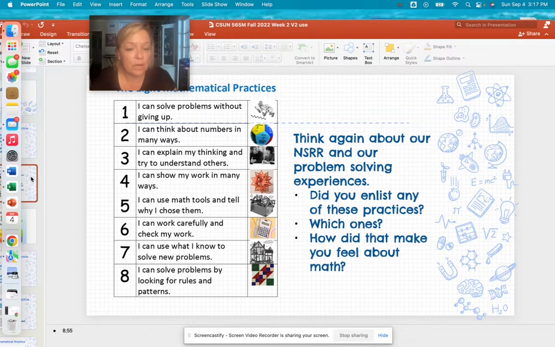You checked your work carefully and with precision. Did you use what you knew to solve the new problem? And did you try to solve problems by looking for rules and patterns? So thinking again about our number sense and reasoning routine from week 1 and week 2 and our problem solving experiences, did you enlist any of these practices? Which ones? And how did that make you feel about math?